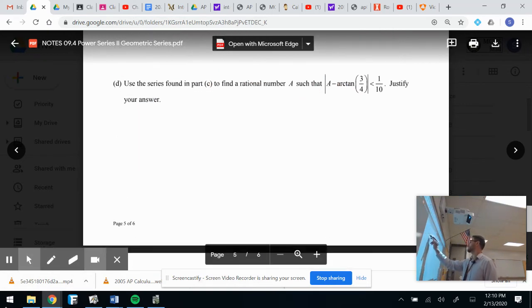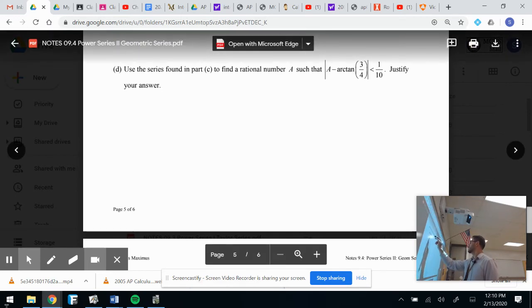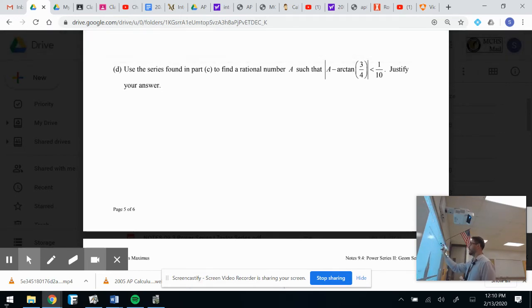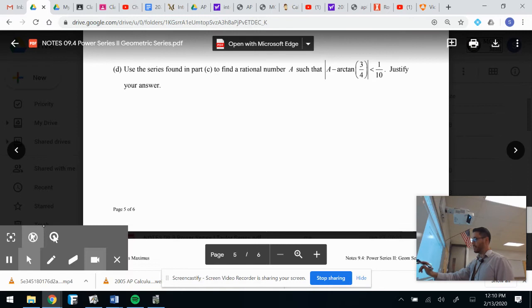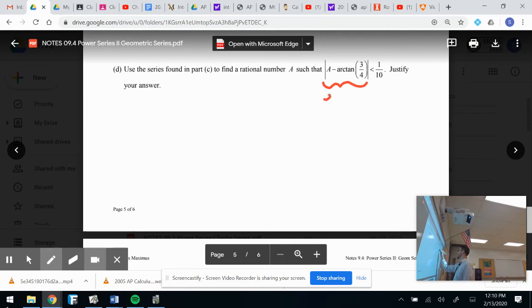Use the series found in part C to find a rational number A. Okay, so we're going to take our time here on this. We have yet to do this in this class. Okay, this stands for an error. Okay, that's an error. That is the approximate minus the actual.